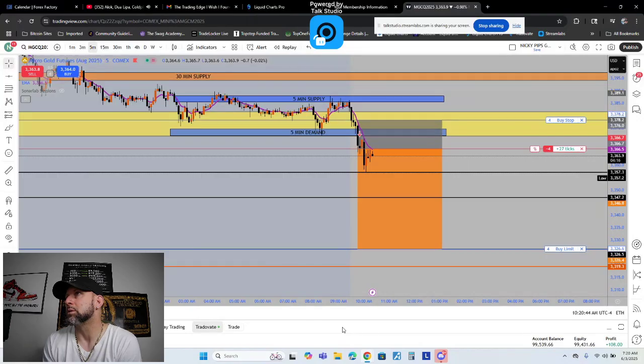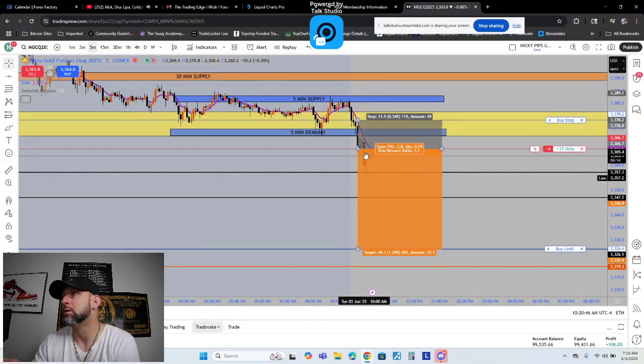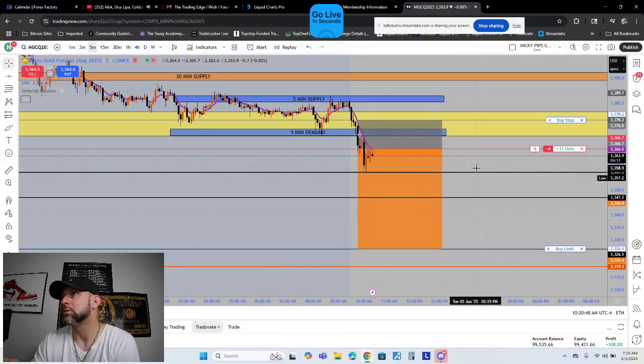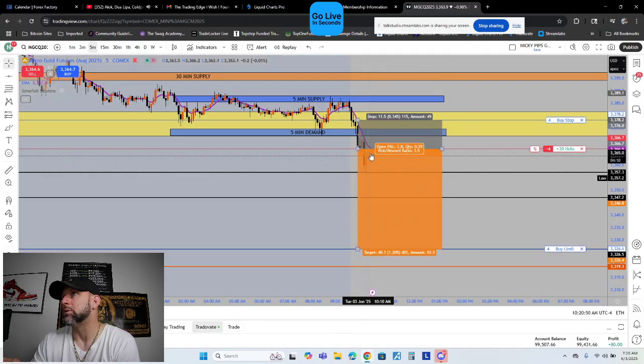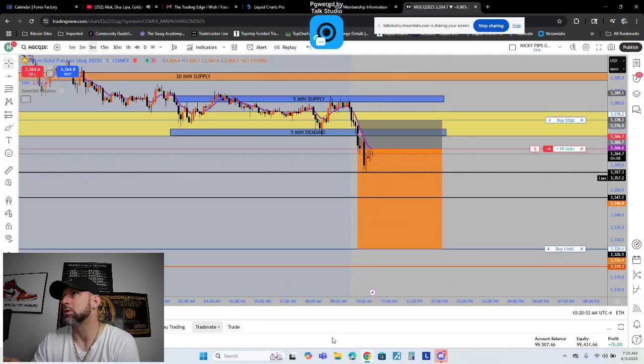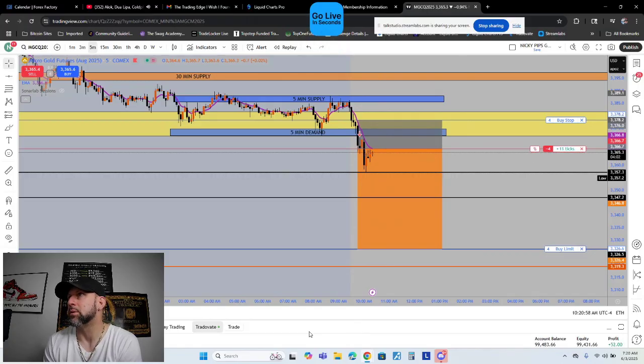Okay, so we're getting some rejection wicks right here. So these wicks right here are kind of like rejection wicks. So we should continue to push to the downside, because the buyers just don't have enough power to push up. So we'll see.